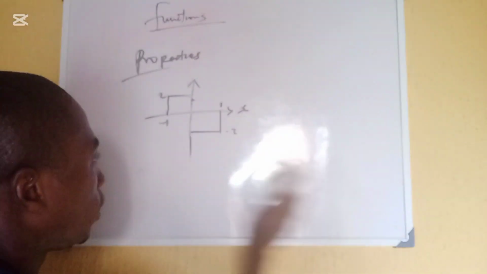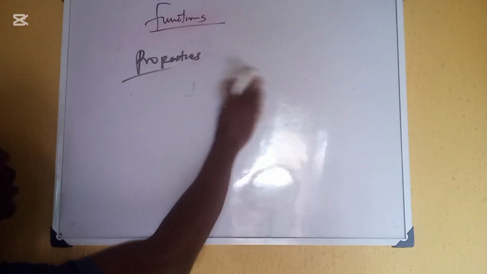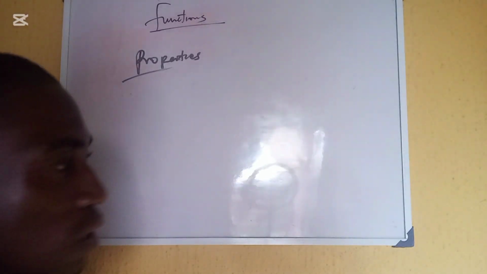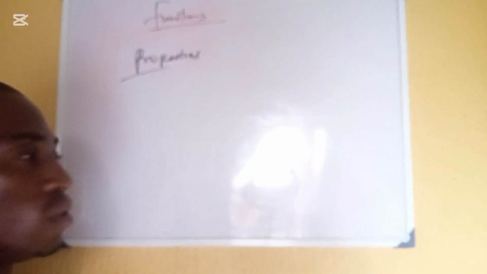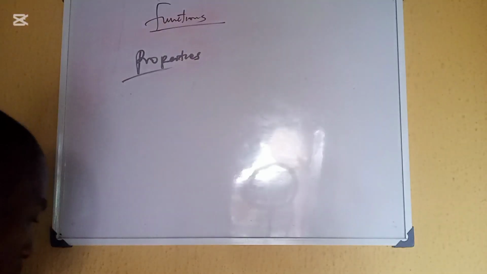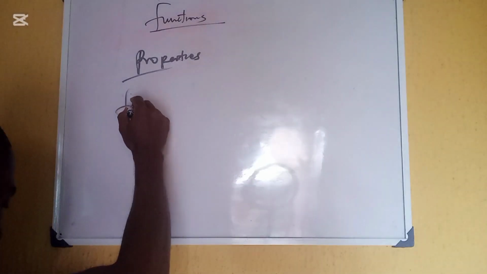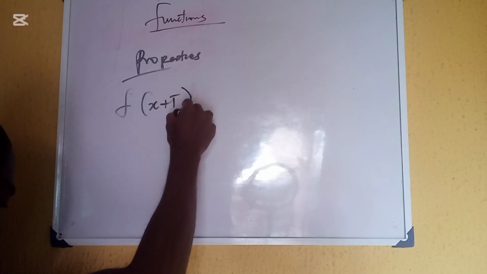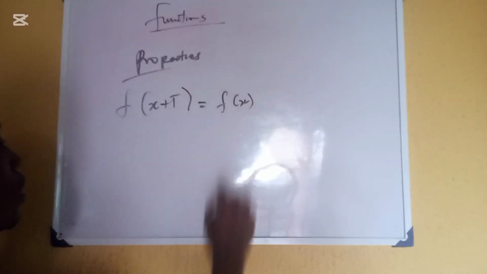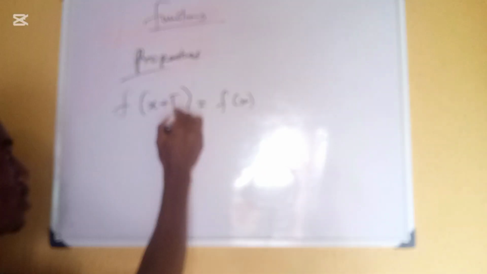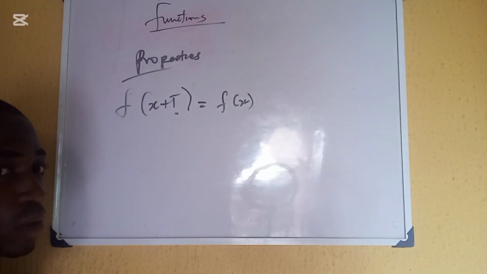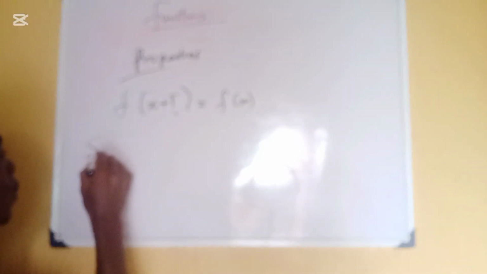Okay, the next property is periodicity. Periodicity comes from the word periodic. When is a function periodic? A function is periodic when it repeats itself at a particular interval. Mathematically, we can say f of x plus t is equal to f of x. So that means whatever x is, after the interval t, we will get the same value. That's what it means.